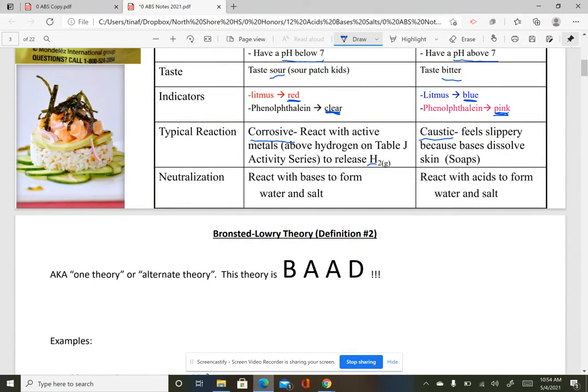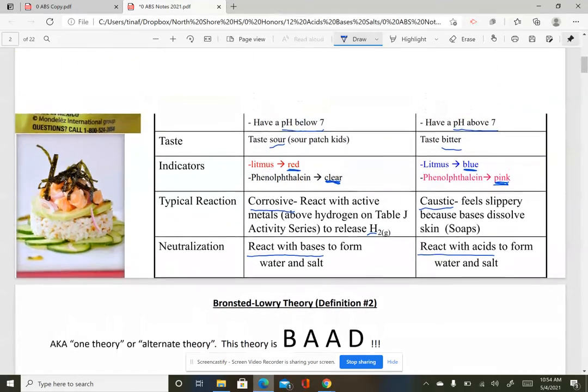Okay, as far as neutralization goes, they react with each other. If you react an acid with a base, they'll make a neutral solution. If you react a base with an acid, they'll make a neutral solution. So that's something, again, they have in common.